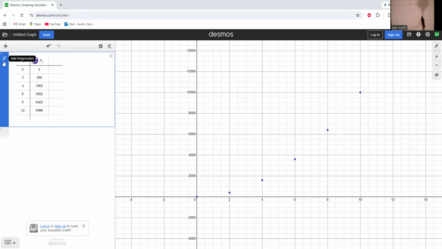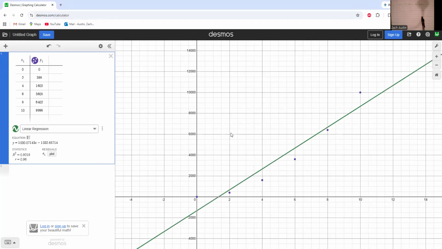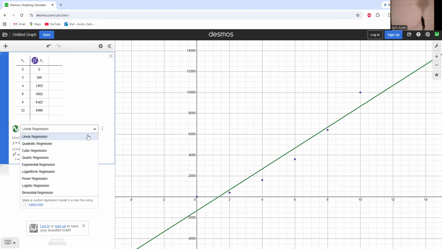To do that model, we're going to do it just like we did in Module 1. We're going to click on the Add Regression tool. You'll notice it does a linear regression by default. It's not very good in this case, right? This number is pretty far from 1, and it's not very close to our data points. So that's why we need other forms of modeling, because linear doesn't work for everything.